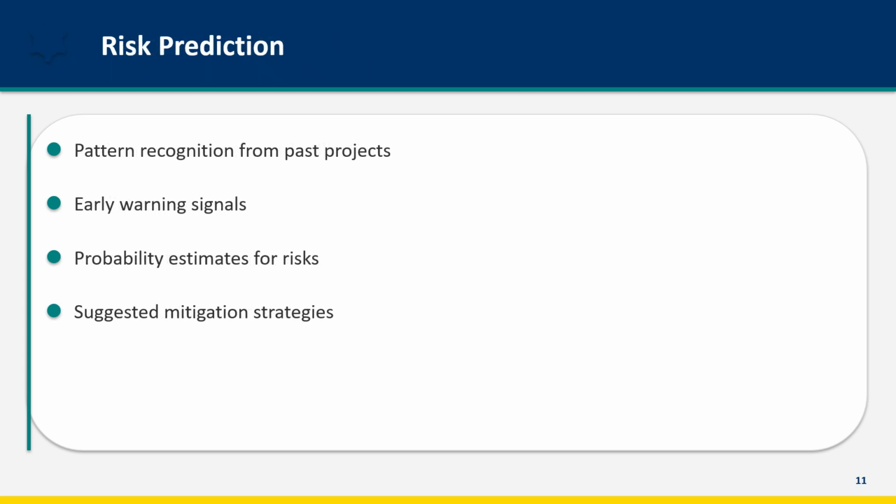Risk prediction uses pattern recognition from past projects. Projects with these characteristics historically face these problems. AI provides early warning signals. Current project data suggests elevated risk for schedule slippage. It generates probability estimates for risks based on data, not gut feeling. Some tools suggest mitigation strategies that worked in similar situations. This moves risk management from reactive to genuinely predictive.